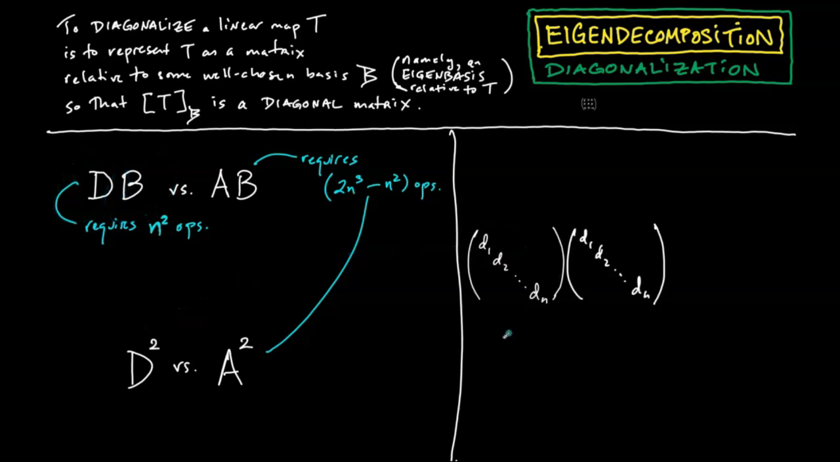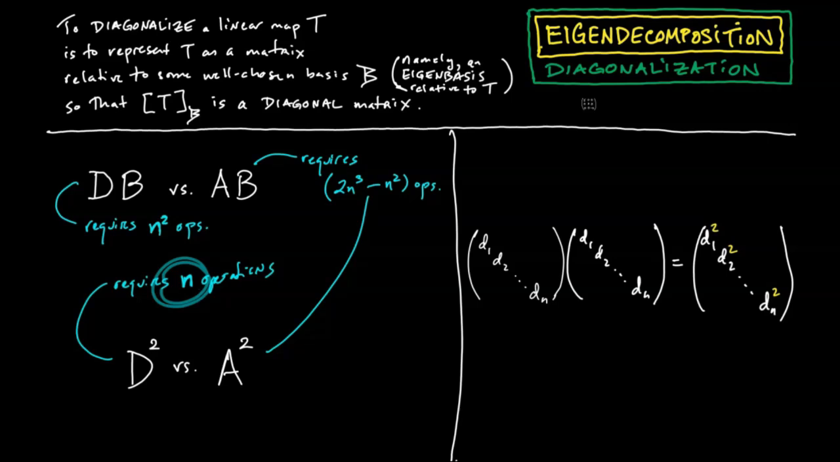And in fact, it's not hard to see that when you square a diagonal matrix, the result is yet another diagonal matrix whose entries on the main diagonal are simply the squares of the main diagonal's entries on the original matrix. I will leave it to you to convince yourself that that is so. You can do it by using the same kind of arguments we've been doing for the last few minutes, but that means that squaring a diagonal matrix really only requires n operations, one for each entry.